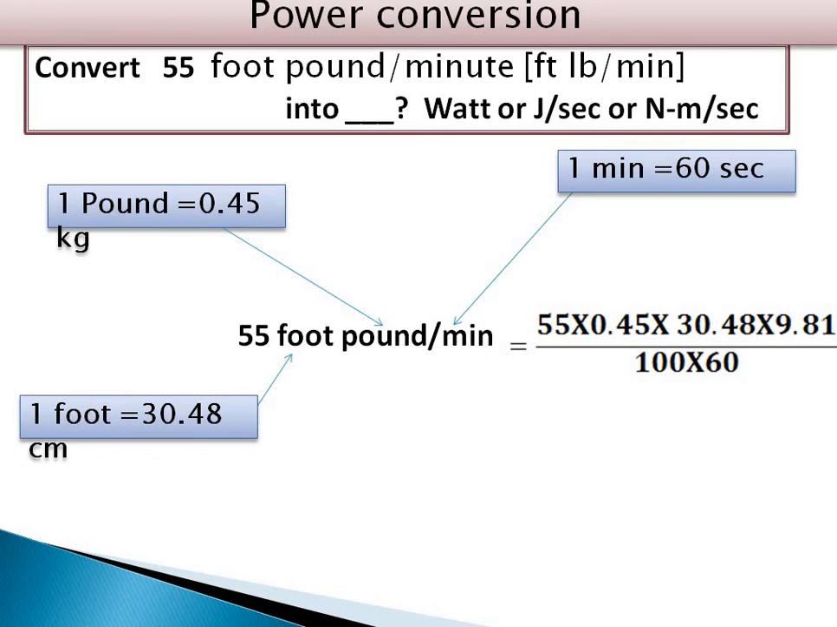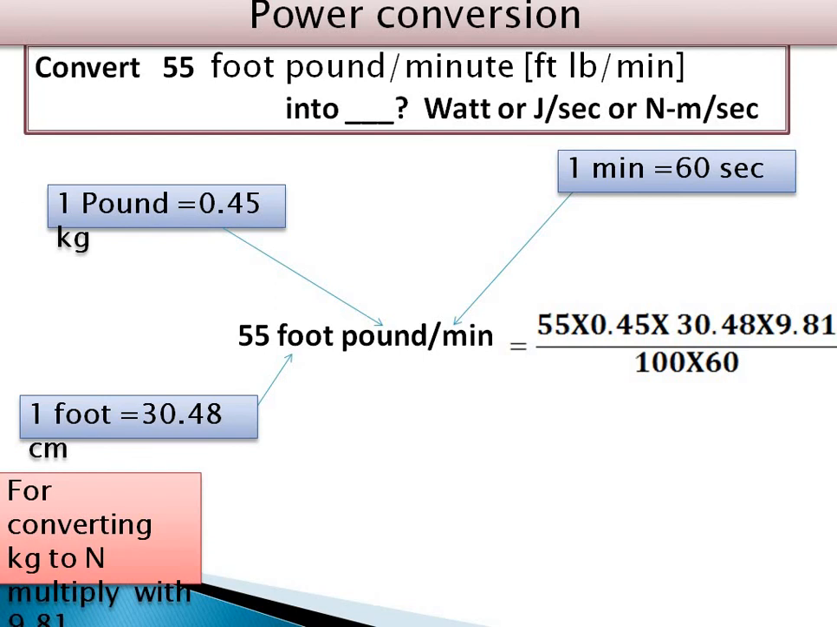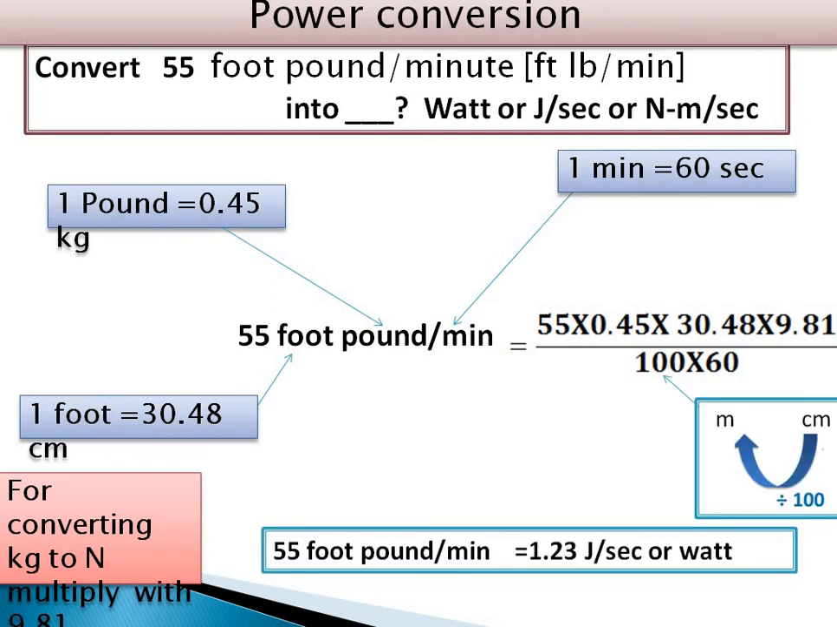So in calculations we can write this as 55 into 0.45, so that pound gets converted into kg, into 9.81 so it is converted into Newton, into 30.48 so that foot is converted into centimeter, divided by 100 so that foot is converted into meter, and divided by 60, which converts time into seconds. So the final answer after conversion of units is 1.23 joule per second, or we can say 55 foot-pound per minute is nothing but 1.23 watt.